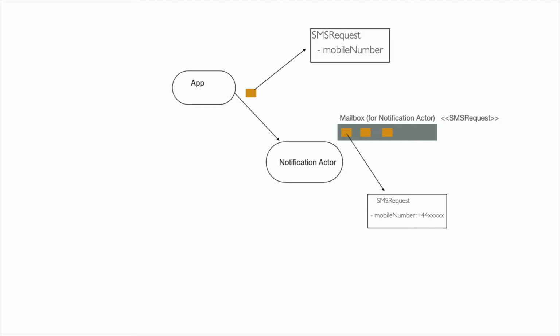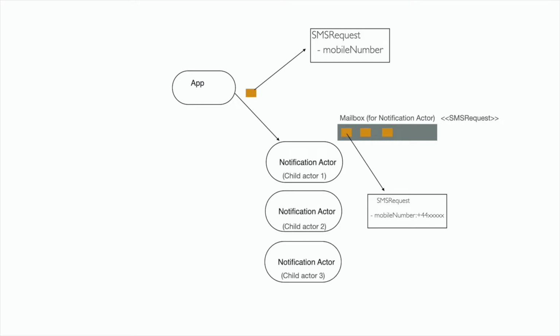So we can have multiple instances of the same actor, which are the child actors, and they can share the workload. They all work independently and they all process one message at a time. Let's say we have three child actors of the notification actor and three messages are sent to the notification actor, each child will take one from the mailbox. This is called routing in AKKA. But we will do a single actor in our implementation.